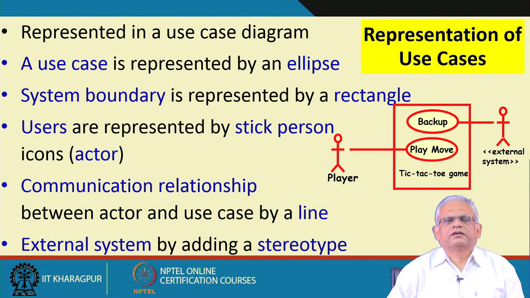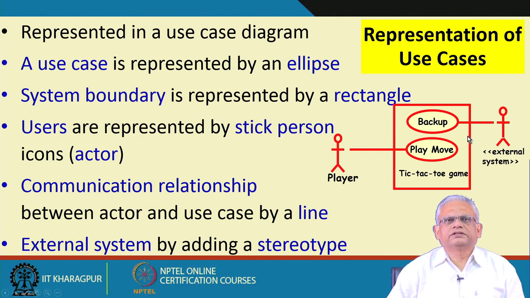For example, we might have a backup functionality which is invoked once the play move is complete, the backup gets invoked and the backup is taken on an external system. So, the external system is also a stick icon, slightly counterintuitive, that a system is represented as a stick icon, but the objective of UML was to have a simple set of notations. If we have too many notations, then it becomes very difficult to draw the diagram, to understand the diagram and so on.